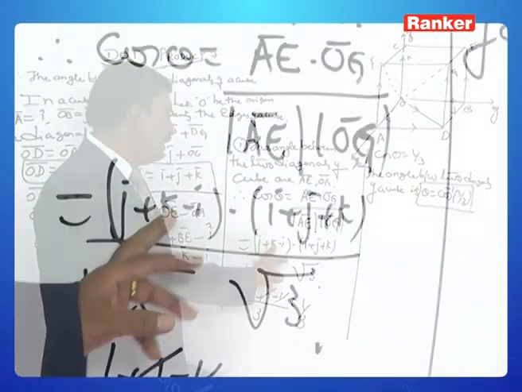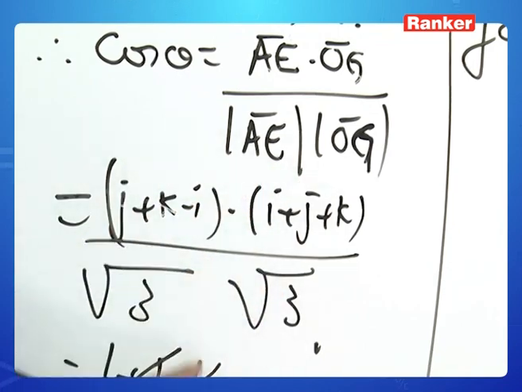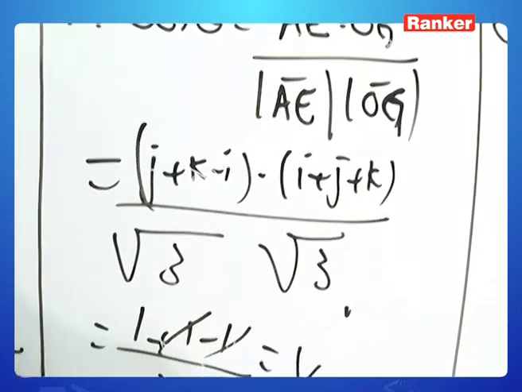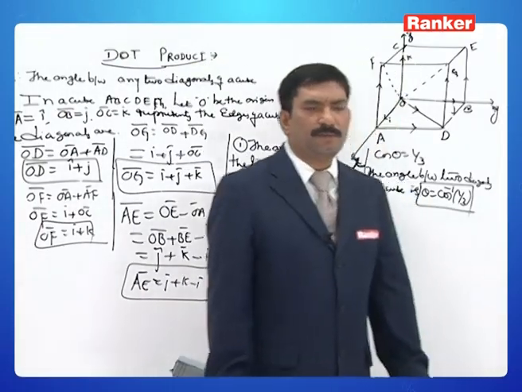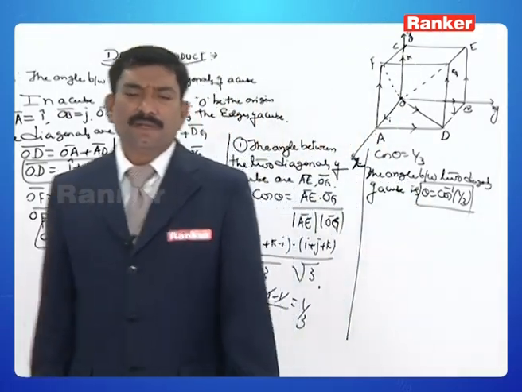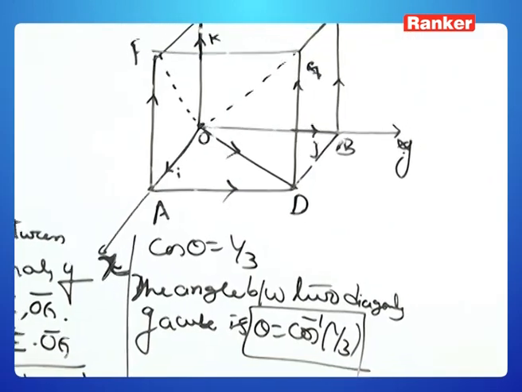So therefore, A dot B, that is J into J, 1, next K into K, 1, minus I into I, that is minus 1. So therefore, by 3. So therefore, the angle between two diagonals of a cube is what? Theta is equal to cos inverse of what? 1 by 3. Cos inverse of 1 by 3.